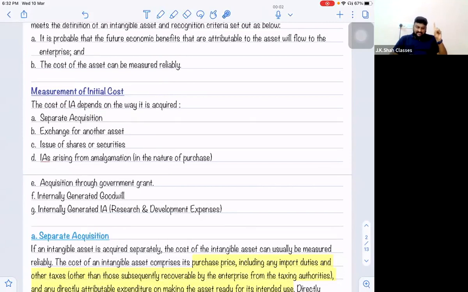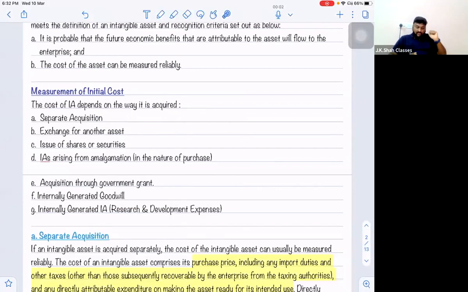Point number A, separate acquisition. Point number B, exchange for another asset. Point number C, issue of shares or securities. Sir, these 3 points are cut, copy, paste from AS10, because in AS10 also these points were there. Yes or no? In AS10 also these points were there, and here also the same points get repeated.